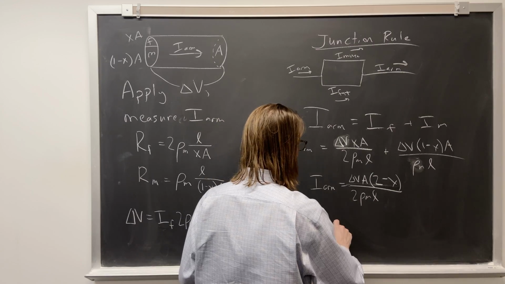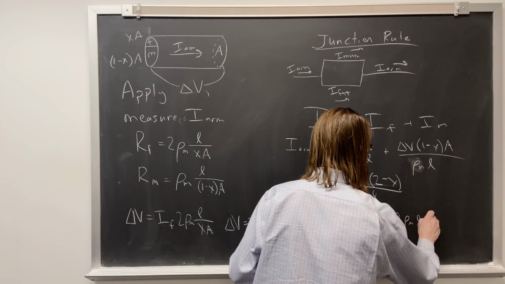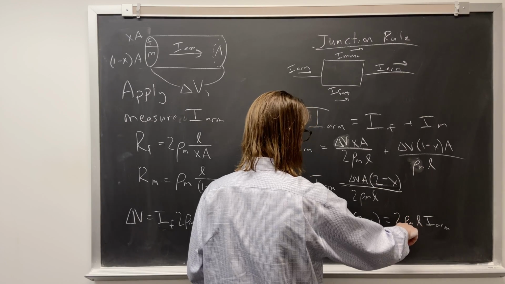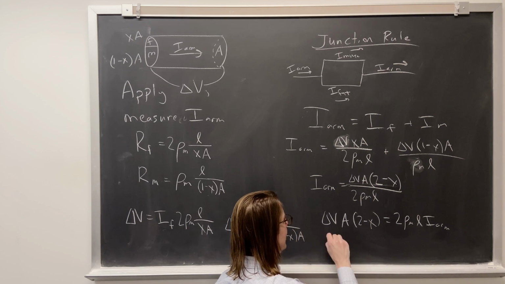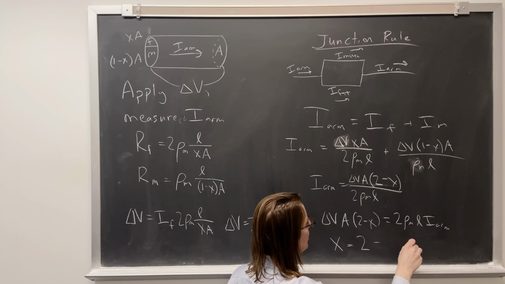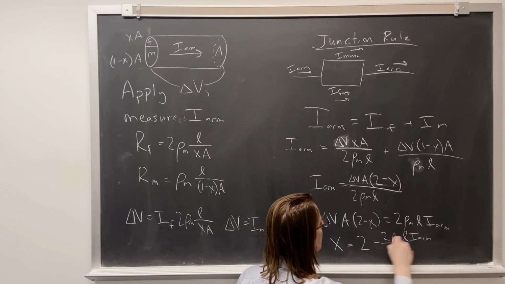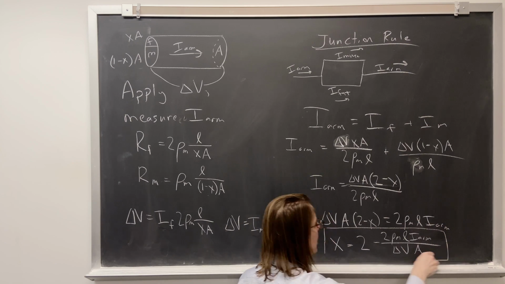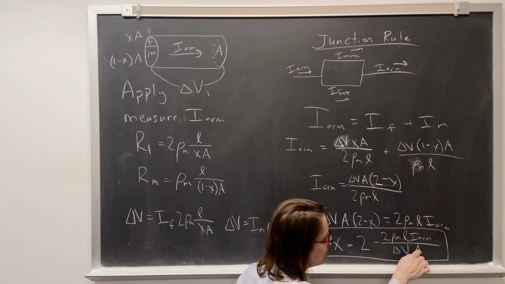So we have delta V A (2 minus x) equals 2 rho_M L I_arm. So then we're going to solve for x. This goes under there, and then we say 2 minus all that. And now you see I don't have my giant boards, I've run out of boards. So I'm going to finish this algebra in my head: x equals 2 minus 2 rho_M L I_arm over delta V times A. And that's it. So now we've got it down to properties of the arm that we know: the length, the current that we measured, the resistivity of the muscle, the voltage we applied, and the area of the arm.